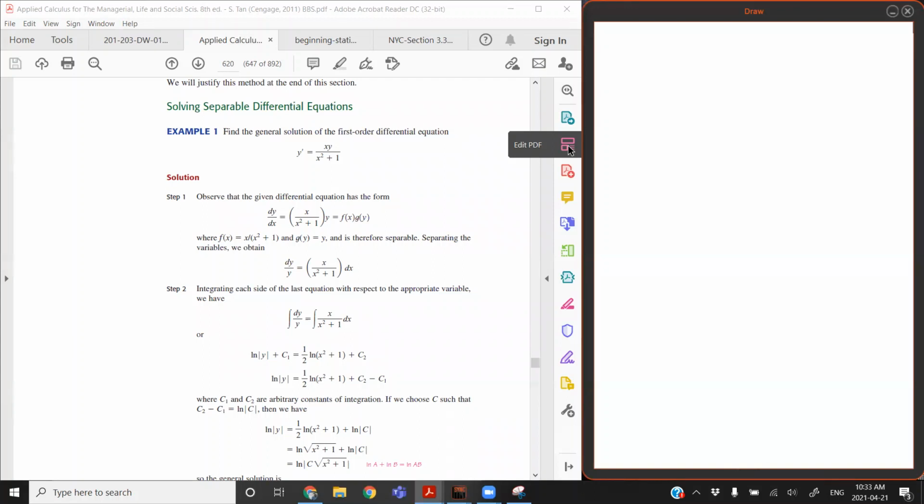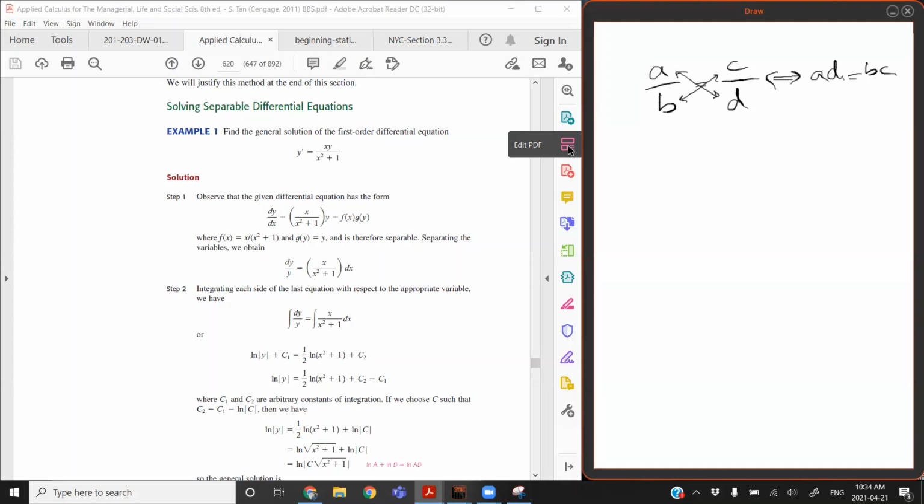So before I begin solving separable differential equations, I want to quickly remind you of some algebra. One of them is this: if you have A over B equals C over D, you can cross multiply. This is equivalent to multiplying A and D, so AD equals multiplying B and C, BC. So it's called cross multiplication.